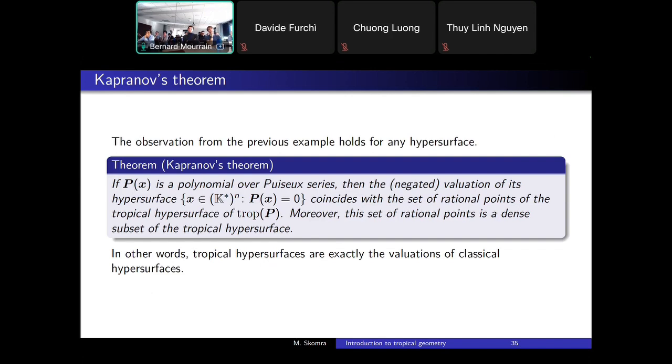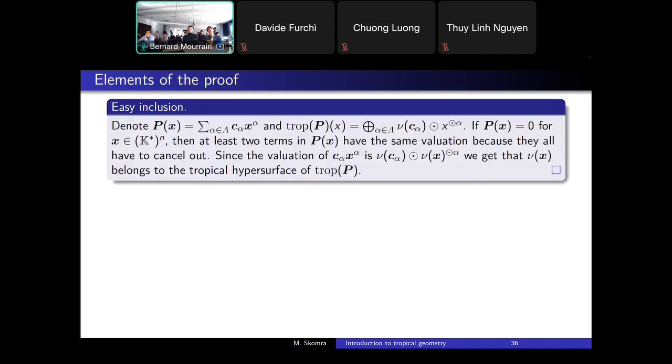Good. So I have a few slides where I try to give some proof of this theorem. So let us see if we can at least understand the easy direction, the easy inclusion. Let us take a polynomial over Puiseux series and let us look at its formal tropicalization, right? And let us imagine that I have a zero of this polynomial.